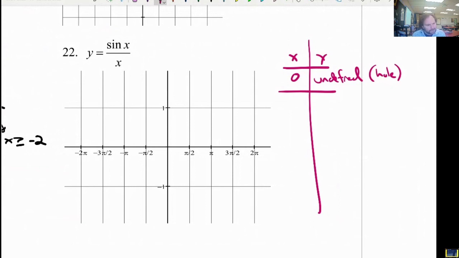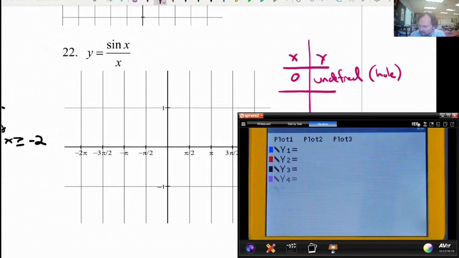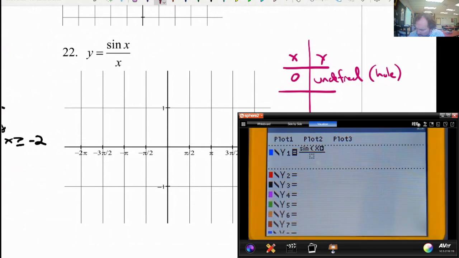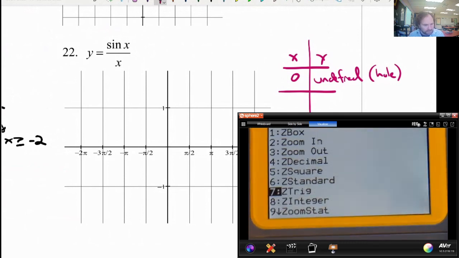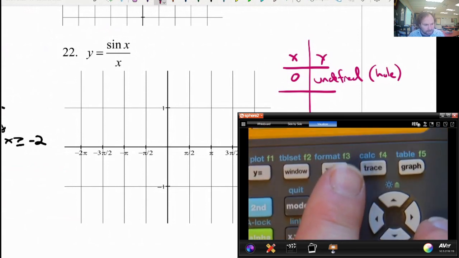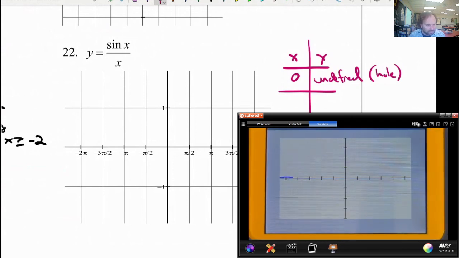Honestly, the more I think about it, this is probably best if we just grab a calculator and take a look at this one. I'm not thinking we can put it together with a table. I think we should just look at it. So we're going to graph sine of x over x on our calculator really quick. In the zoom menu, I'm going to use ZTrig, which is option 7. I'm pushing the zoom button, which is right there, middle of the top row. This will give us a window that looks just like ours right here.